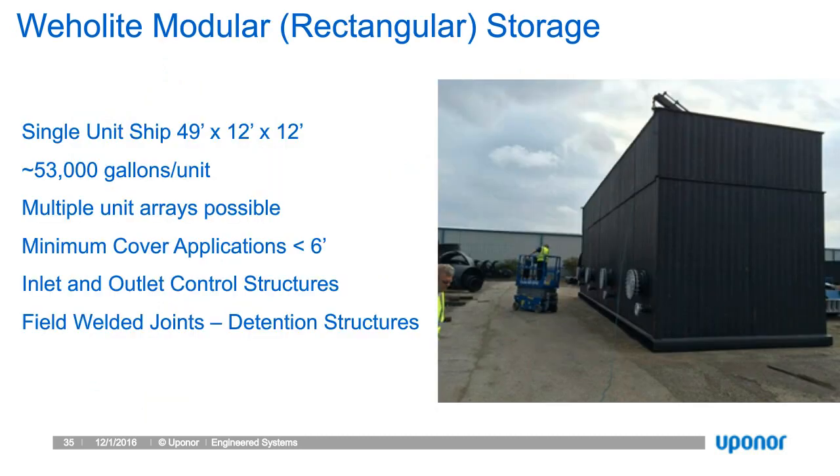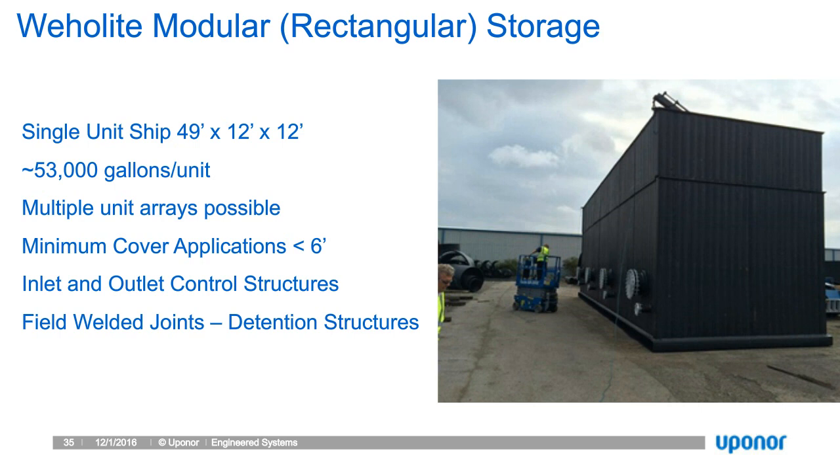But what most people aren't familiar with is our ability to produce modular rectangular storage units. Our development of this product began and was available to the market in about 2013, and we've been developing this technology over the years to have it available for stormwater and CSO applications. We can manufacture extremely large rectangular units. The largest we can ship is about 49 feet long by 12 feet high and 12 feet wide, providing about 53,000 gallons of storage per single unit.